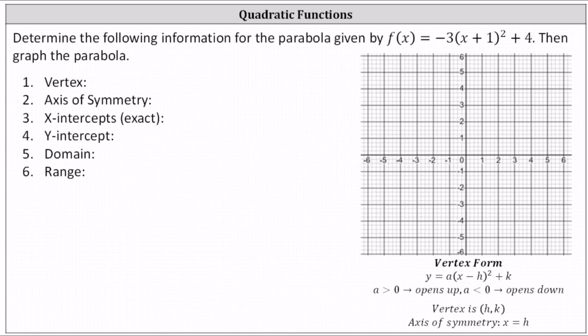Determine the following information for the parabola given by the quadratic function f of x equals negative 3 times the square of x plus 1, plus 4, then graph the parabola.